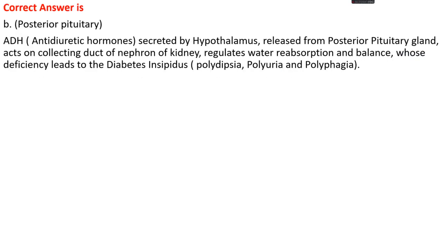ADH, antidiuretic hormone, is secreted by the hypothalamus, stored in the posterior pituitary gland, released from the posterior pituitary gland, and acts on the collecting duct of the nephron of the kidney. It regulates water reabsorption and balance, and its deficiency leads to diabetes insipidus, which is mainly characterized by 3 Ps: polydipsia, that is excessive thirst, polyuria, excessive urine, and polyphagia, that is excessive appetite.